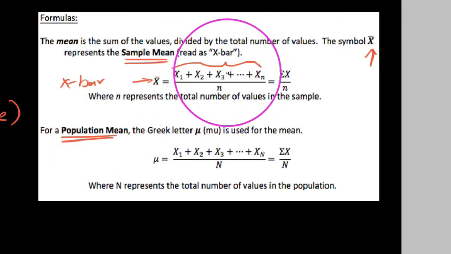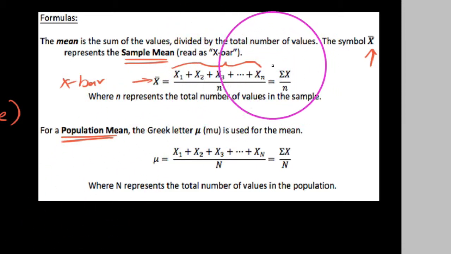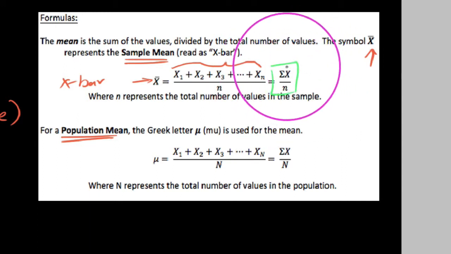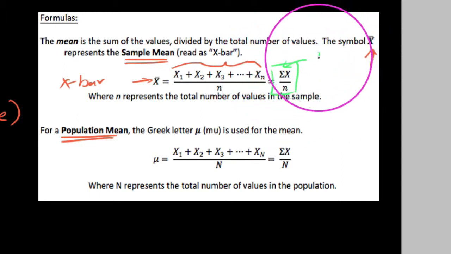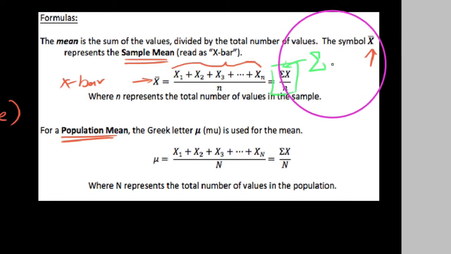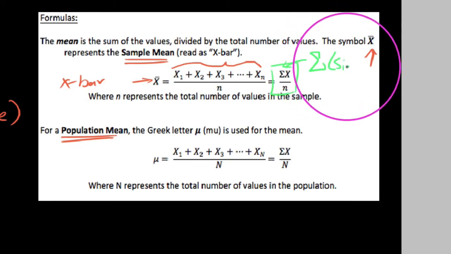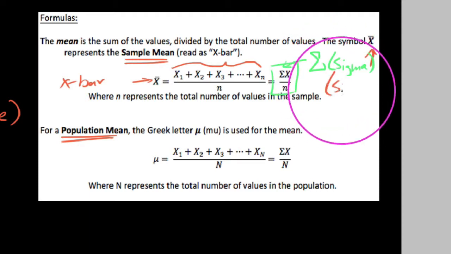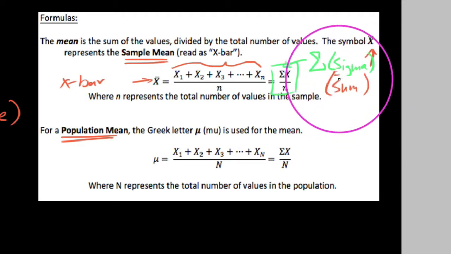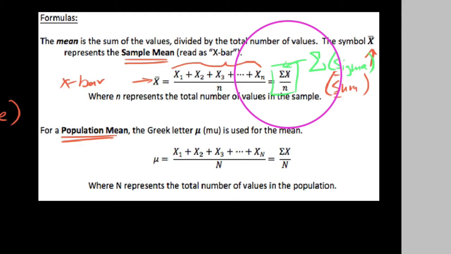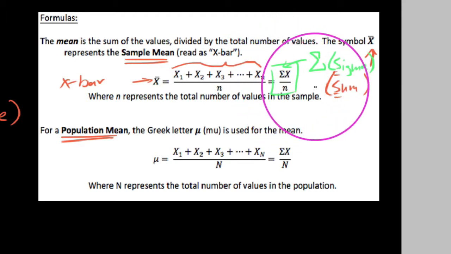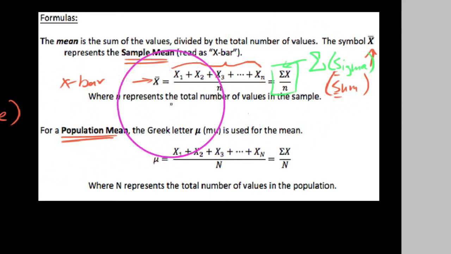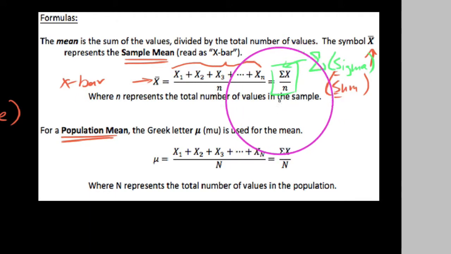It says sum up all the data x and divide by n, and we abbreviate this sum up all the x by using the capital Greek letter sigma. We use the capital Greek letter sigma to represent a sum, probably because they both start with the letter s. But sigma means add up all the x's or the data, divide by however many there are, where lowercase n represents the total number of values in the sample.